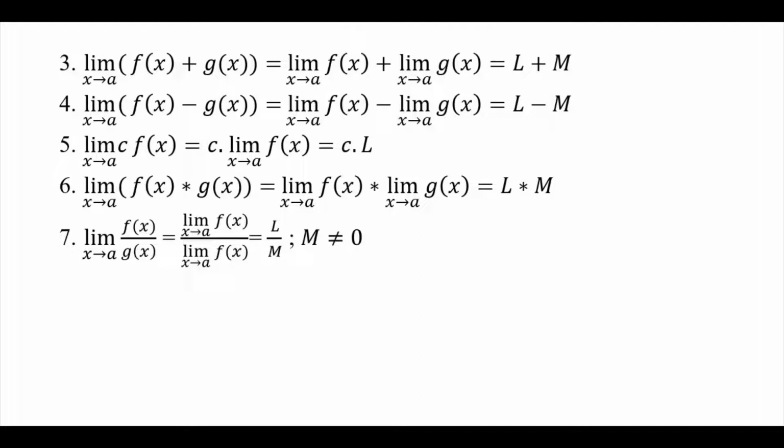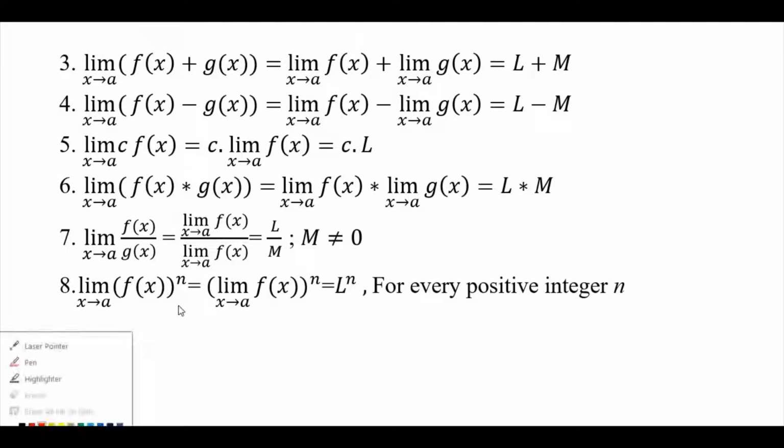If you have a quotient function, then the limit of this quotient function is equal to the limit of the numerator function over the limit of the denominator function. And there is a typo here. This is supposed to be g(x), which is equal to L over M. In this case, we say that M shouldn't be equal to 0 because that will be undefined.